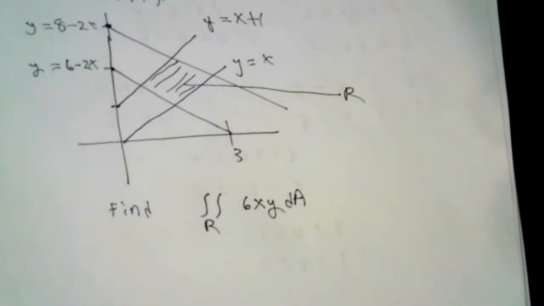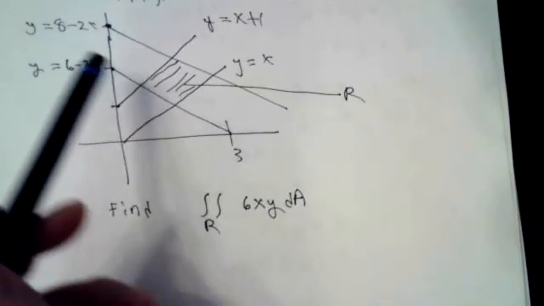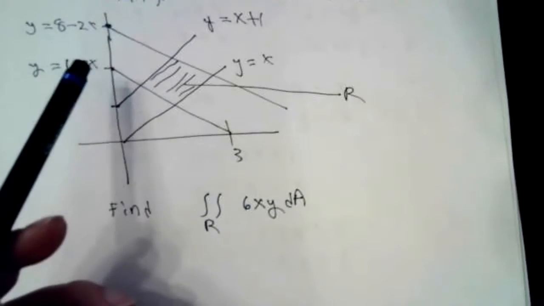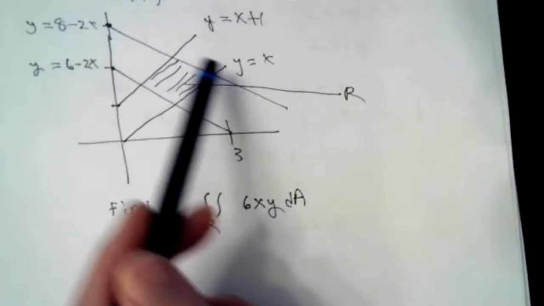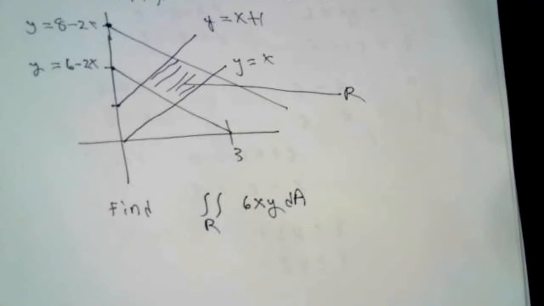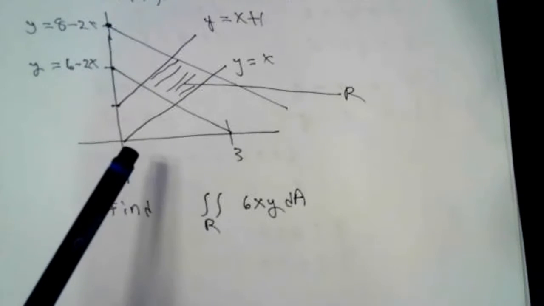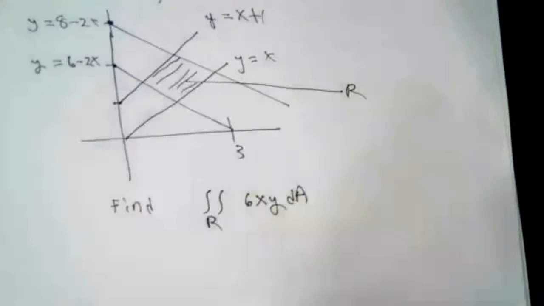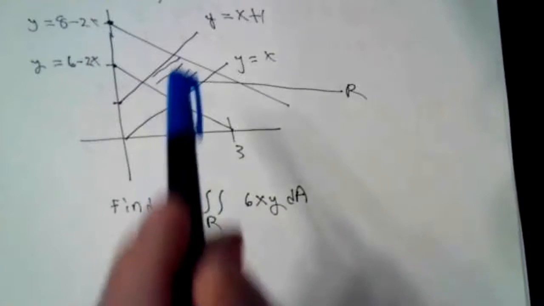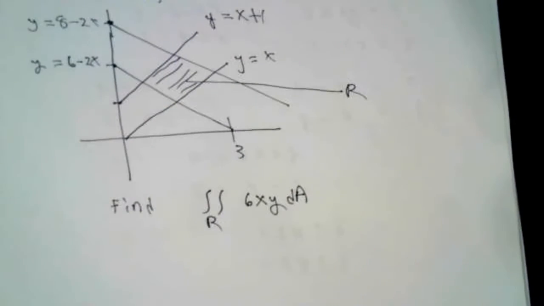integrated with respect to area, but my region R is described in kind of an odd way. It's bounded by different curves, or lines in this case. Y equals 6 minus 2x and y equals 8 minus 2x form part of my boundary. Part of it is y equals x and y equals x plus 1. The diamond-shaped region in the middle is what I'm going to call R.